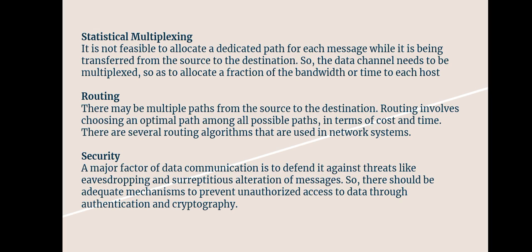Now the next one is statistical multiplexing. It is not feasible to allocate a dedicated path for each message while it is being transferred from the source to the destination. So the data channel needs to be multiplexed so as to allocate a fraction of bandwidth or time to each host. Multiplexing is also a technique in which multiple sources send data to a single receiver. So, in that particular case, the multiplexing technique is used for data transmission.